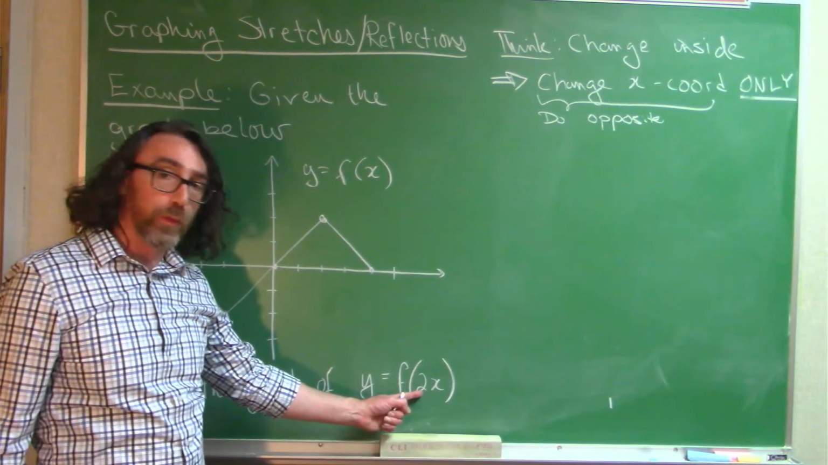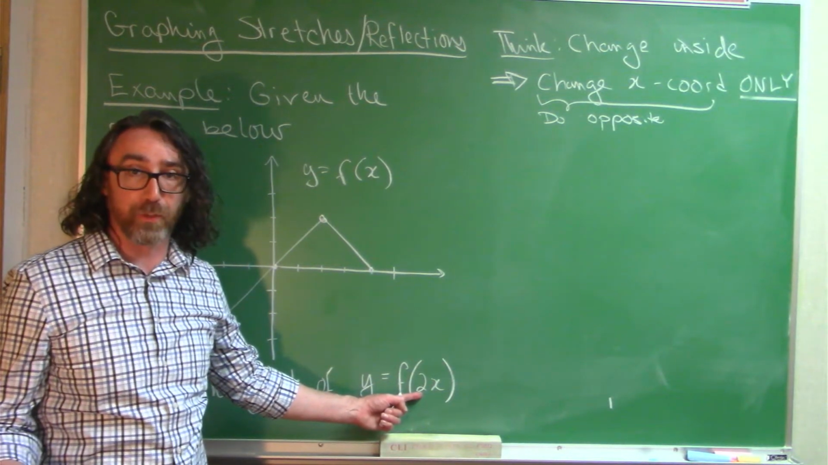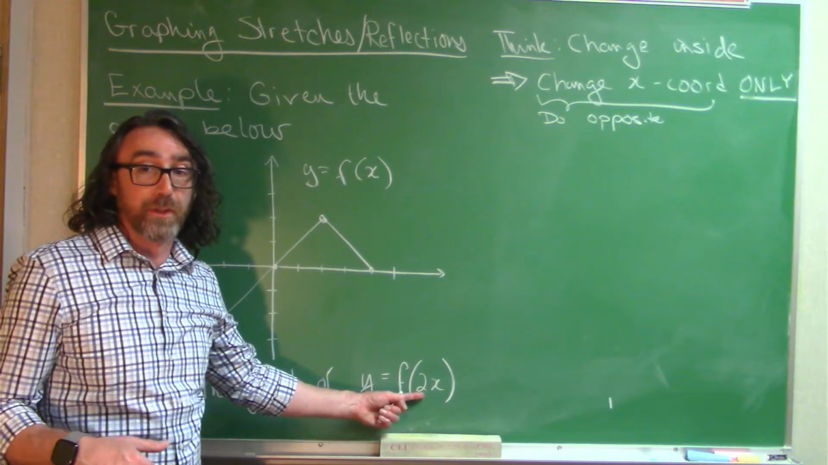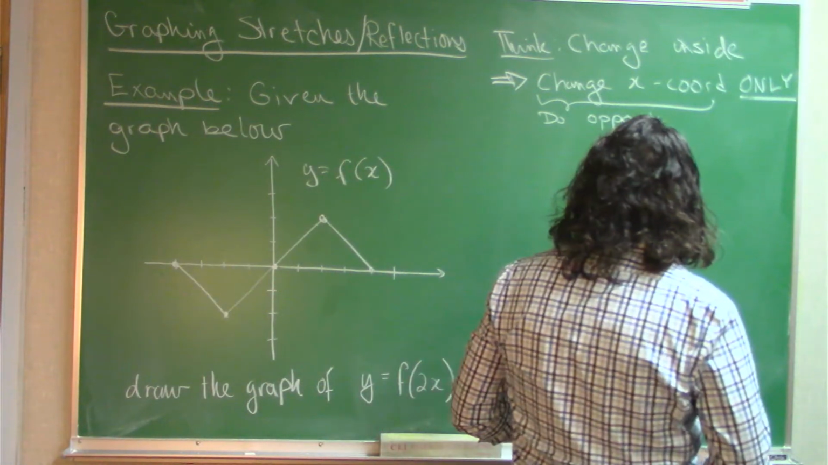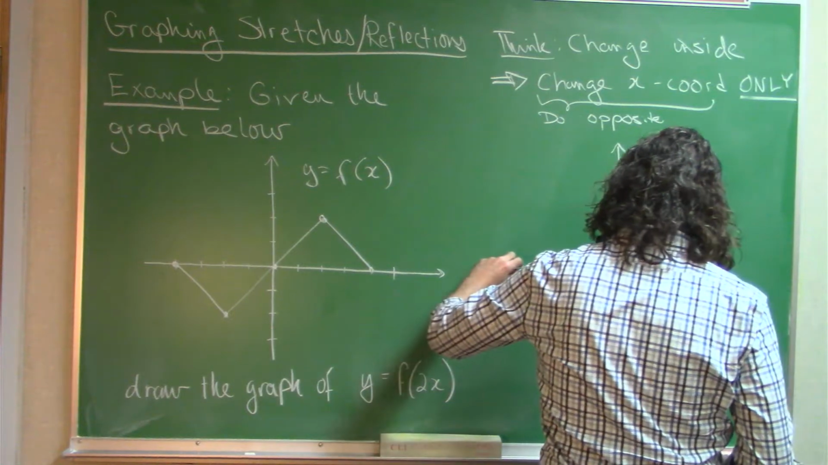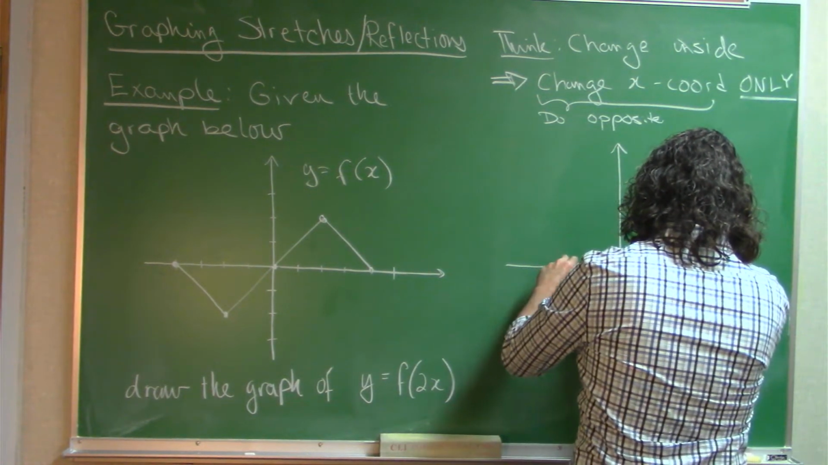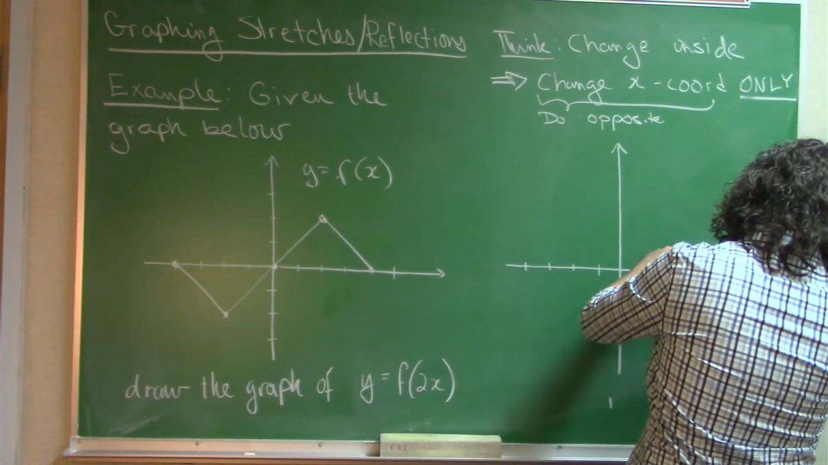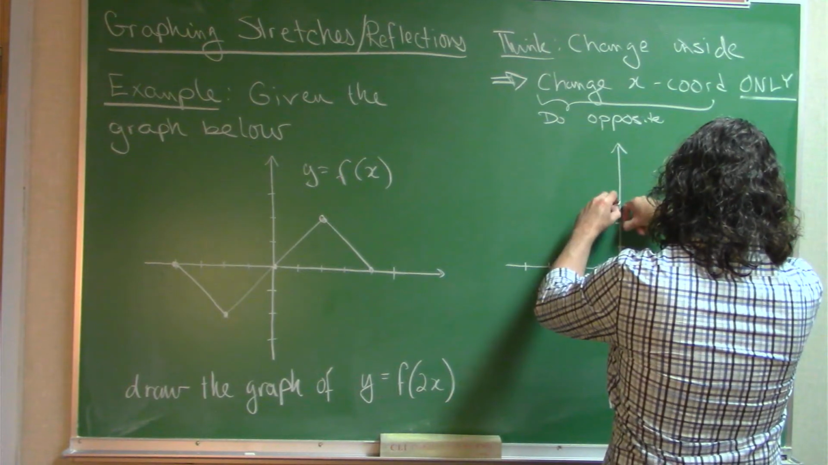Here, we're going to do the opposite of this operation. Well, the operation is multiplication. What's the opposite of multiplication? Well, division. So we're going to look at our x-coordinates, and we're going to divide those x-coordinates by 2. So, once again, I'll get my grid going right here, being careful to keep my tick marks evenly spaced.